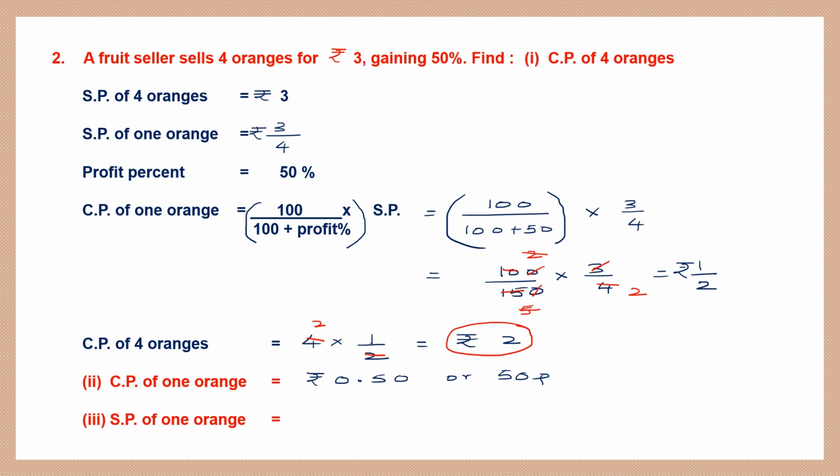The third question is we have to find the selling price of one orange. Now, we have found the selling price of one orange is 3/4 of a rupee. Now, 3/4 of a rupee means 75 paise. So we can say 0.75 rupee, or we can simply write it as 75 paise here. So we have found three answers. First, we found the cost price of 4 oranges to be rupees 2. We found the cost price of one orange, 50 paise, and the selling price of one orange, 75 paise.